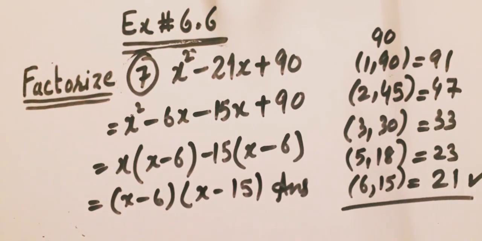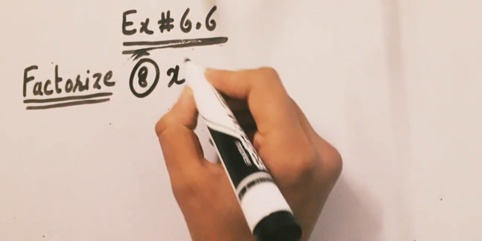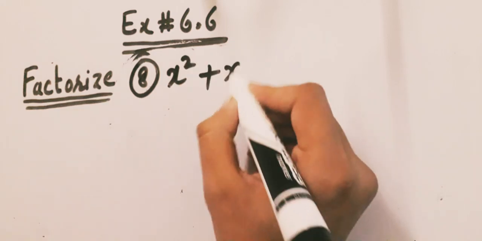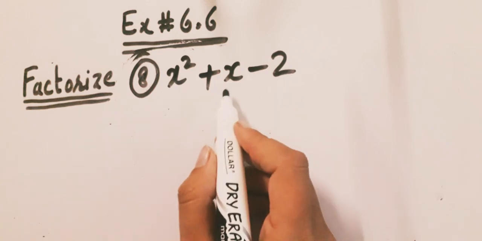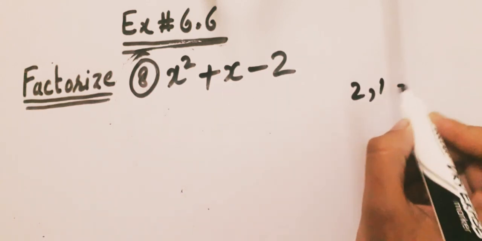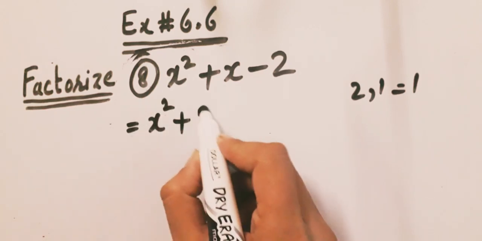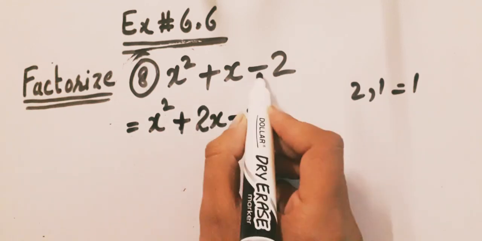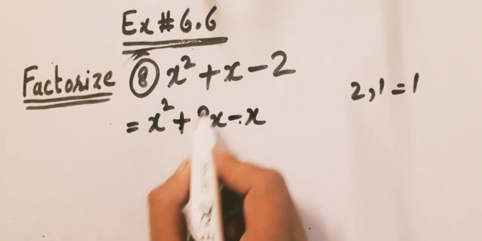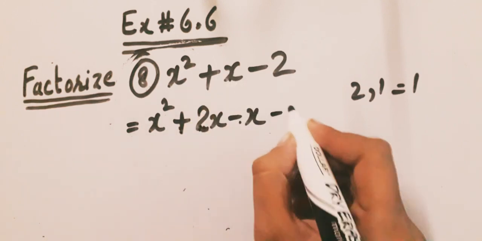Now we will solve question number 8. Question number 8 is x raised to power 2 plus x minus 2. You will make the factors of 2 such that when they are subtracted it gives 1. So 2 into 1. So you will write x square plus 2x minus x, because plus minus minus, and you will use the sign of large value. 2x minus x becomes x minus 2.